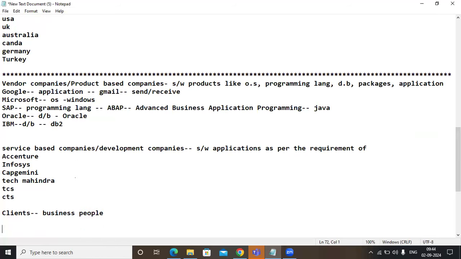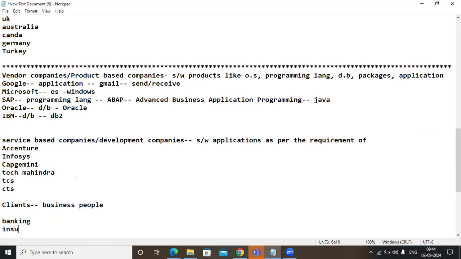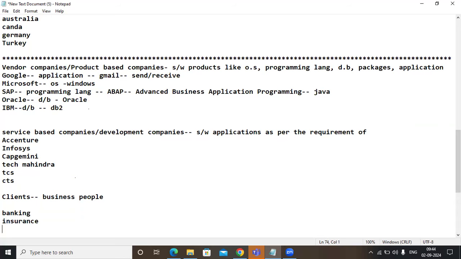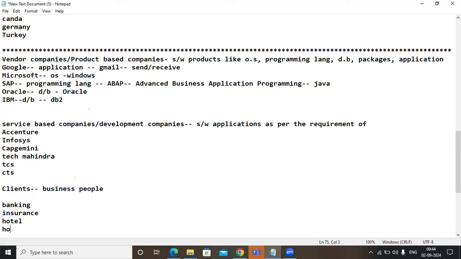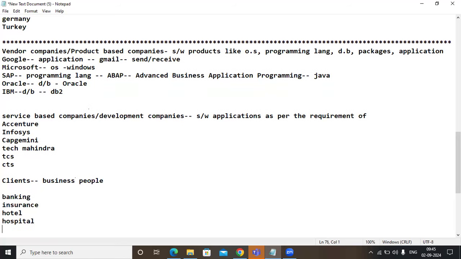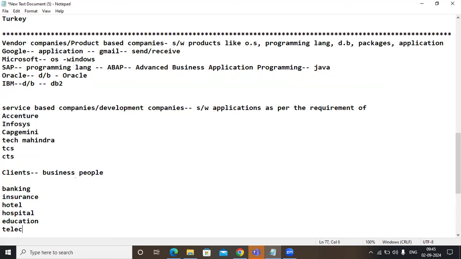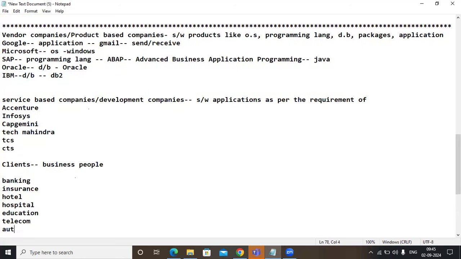Some people are doing banking business, some insurance business, some hotel business, some hospital business, some education business, some belong to telecom industries, some belong to automobile. We have plenty of different kinds of businesses in the market. Yes or no?